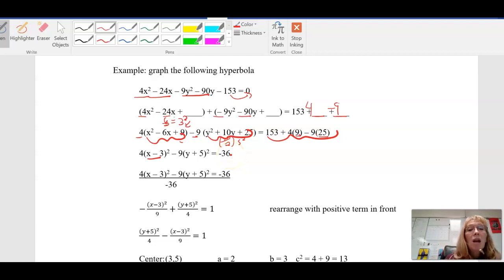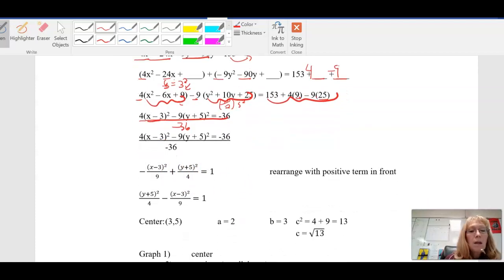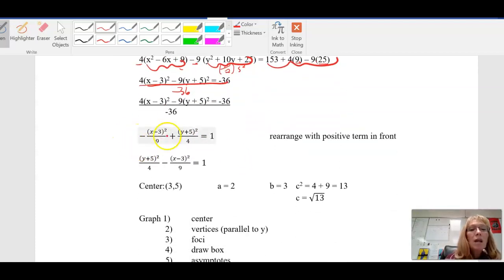Now you got to be really careful. So we get to divide by negative 36, right? To get my 1. Well, 4 divided by negative 36 is negative over 9. A negative divided by a negative is a positive over 4. That means that the x squared is the negative value. So we're going to rewrite him and put him second. So this guy actually opens on the y, because the y is the positive when we're finished.